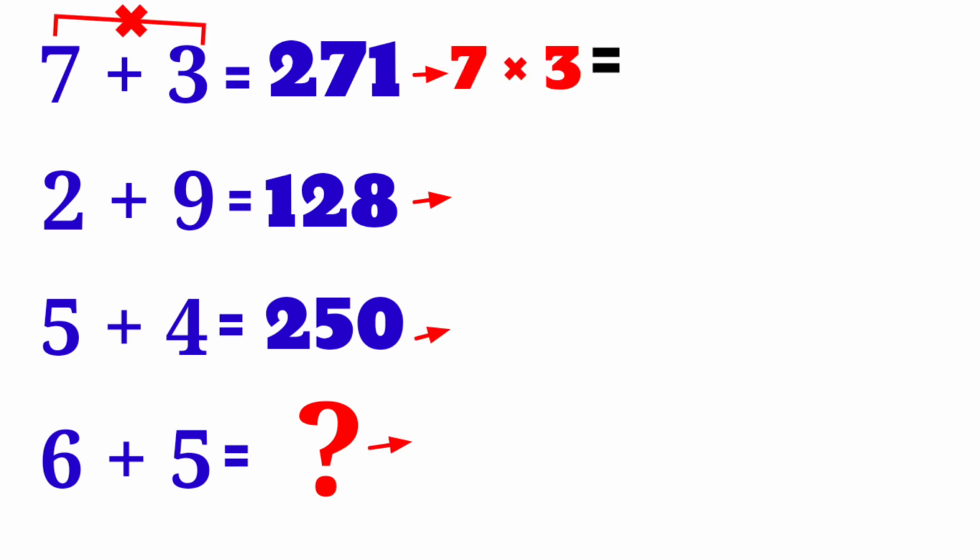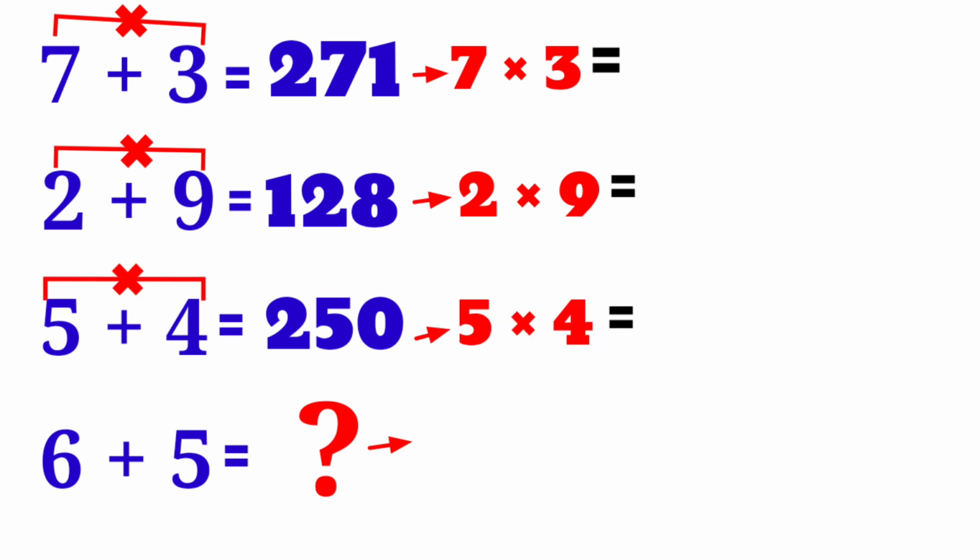In the first sequence, multiplication of two terms, 7 times 3. Second sequence, multiplication of two terms like this, 2 times 9. Next sequence, multiplication of two terms like this, 5 times 4. Multiplication of 6 and 5.